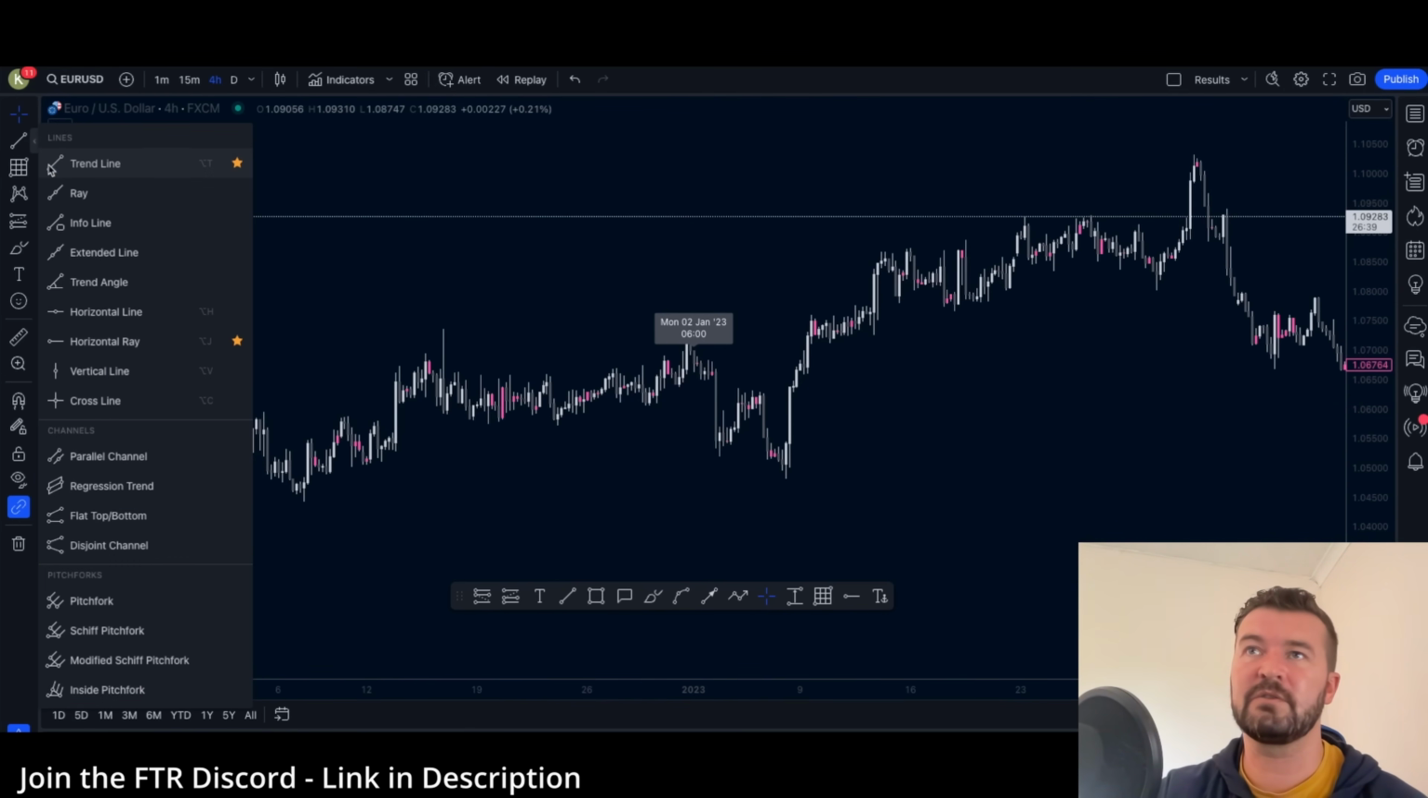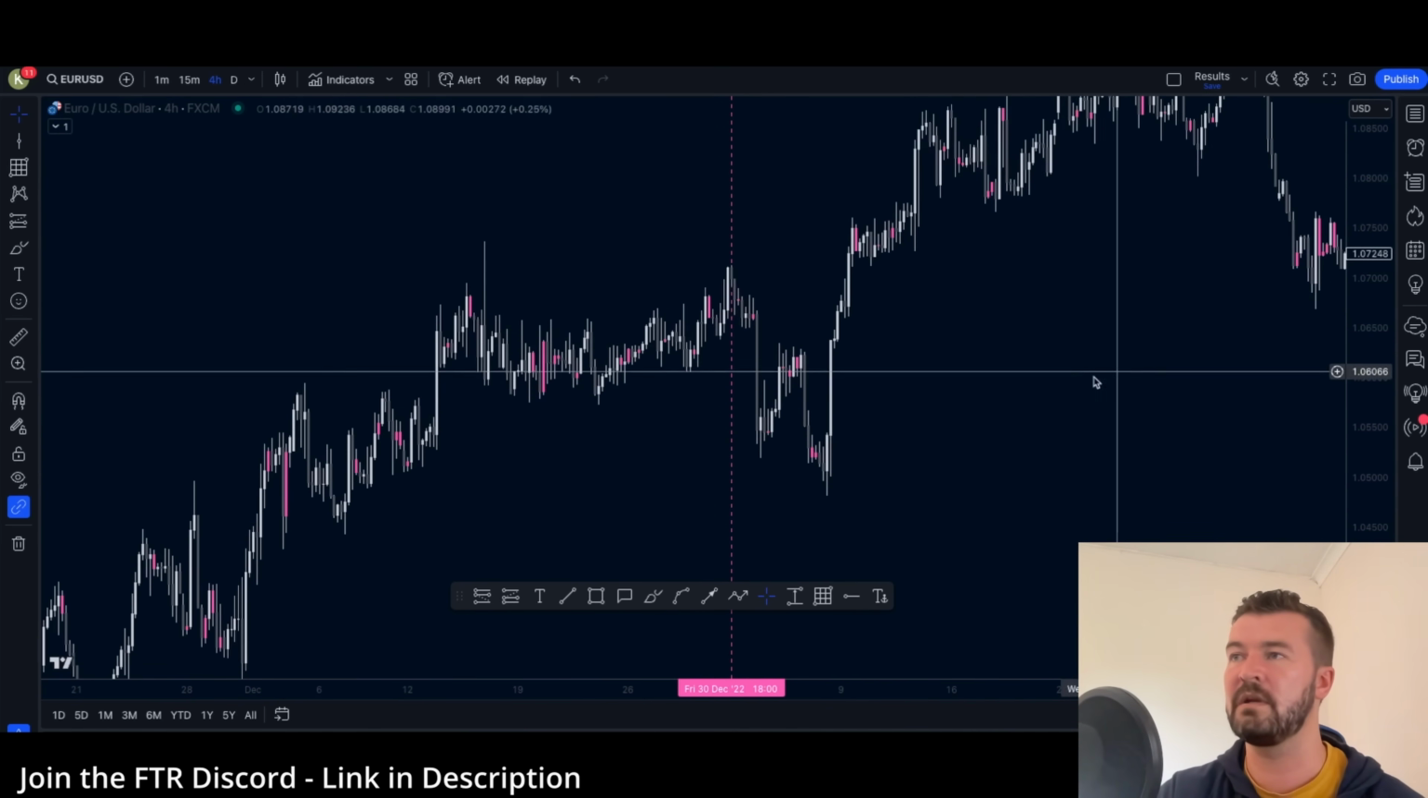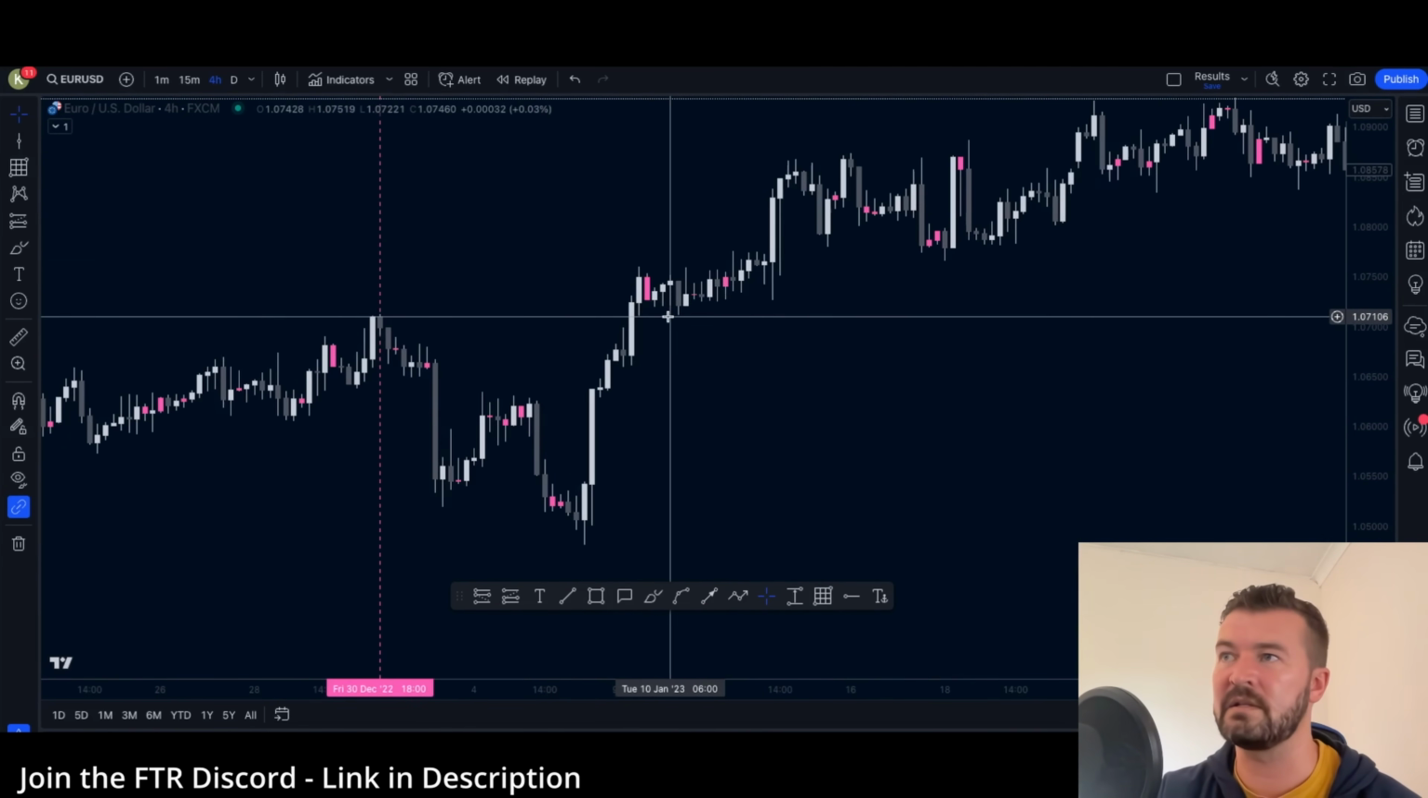Now what I do, just to help me out, especially with the data gathering, is put a vertical line on the last day of the year. So right there. All right, so the vertical line goes on. I use pink because it stands out and it's a nice color.